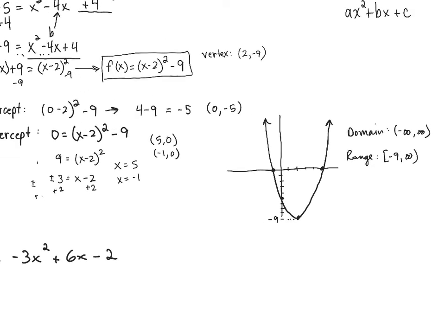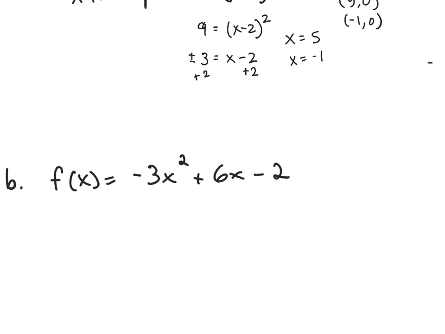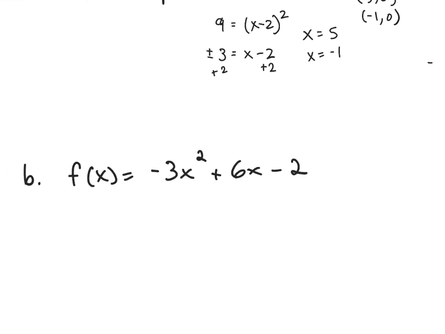Okay, so we're going to try it again on our new example. Same thing, we're going to complete the square to write this in standard form. Right now it's given in general form. So it's going to start the same way. This 2 needs to move to the other side of the equation so I can add a value that will complete the square. So I need to add 2.